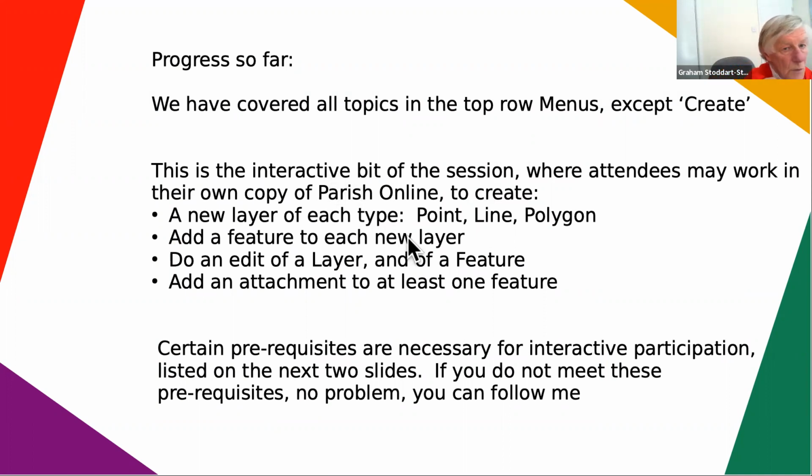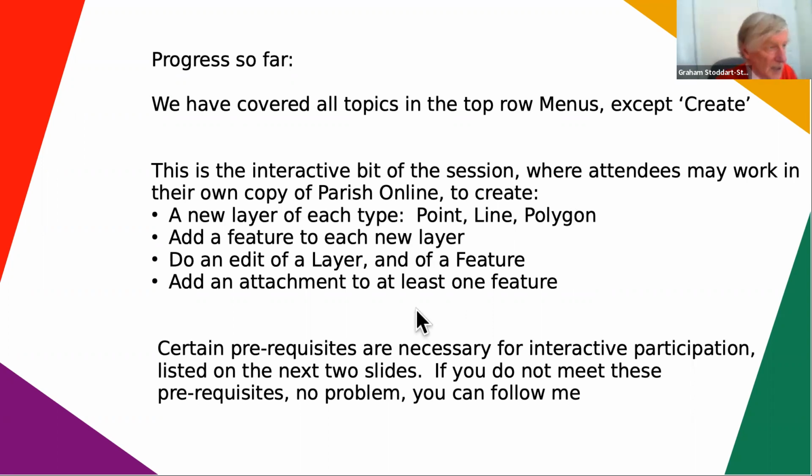This is where you do all the work and I just sit back and drink coffee. So what we're going to do is create 3 layers, one of each type, one for a point, one for a line, one for a polygon. And then we're going to add a feature to each layer, so you can see basically how you add a record to each layer. And then we'll edit them. We'll edit the layer and we'll edit a feature and we'll add an attachment.